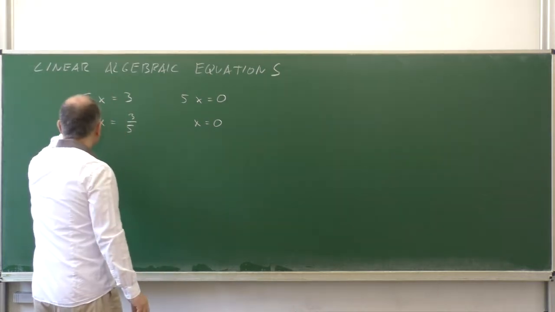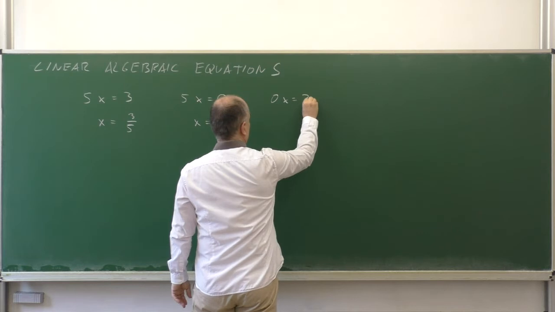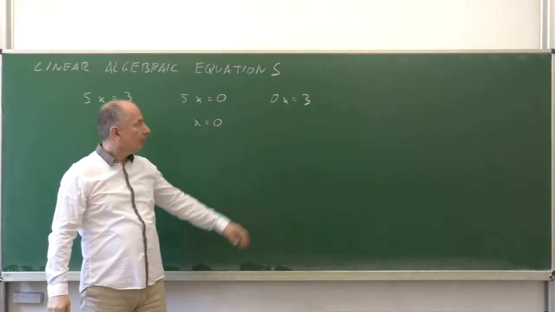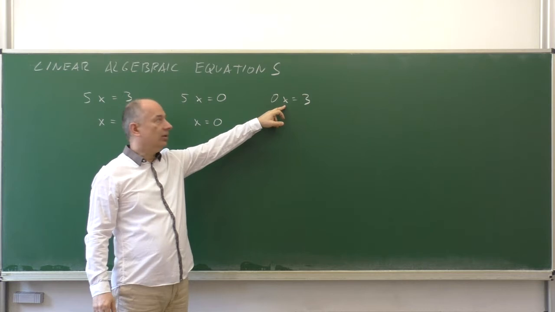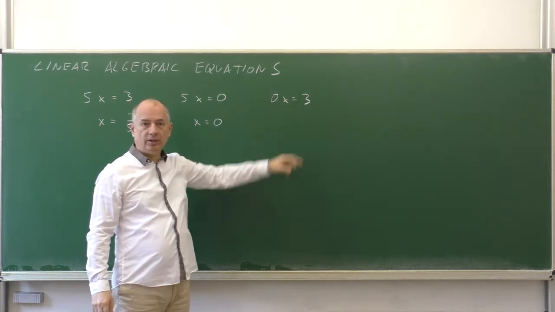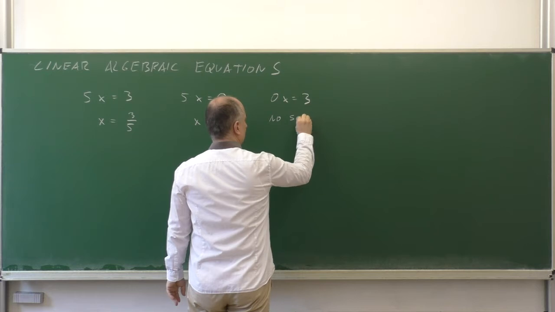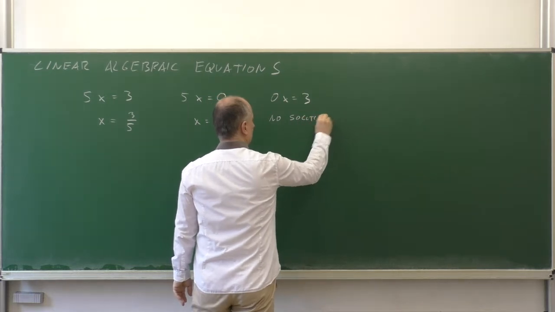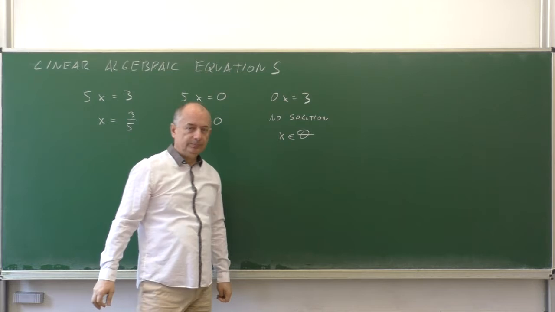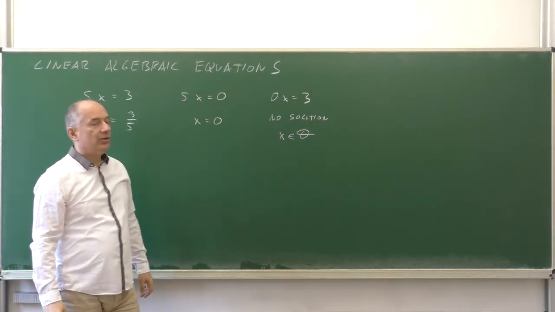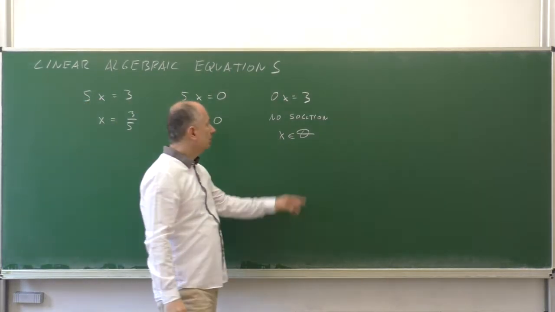Now, what if instead of 5 we have 0? Obviously, 0 times any real number is 0, and that is never 3. So this has no solution. Sometimes we write it as x is an element of the empty set. Yes, it may happen that a linear equation has no solution.